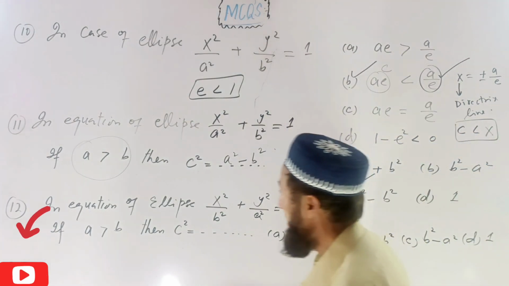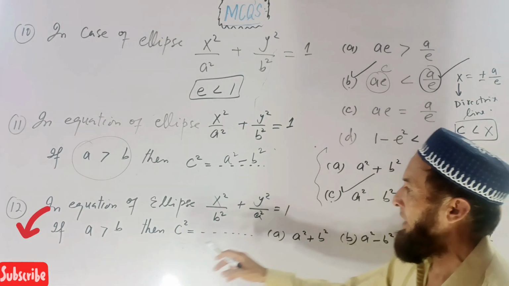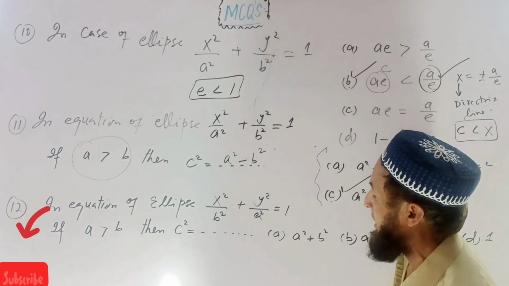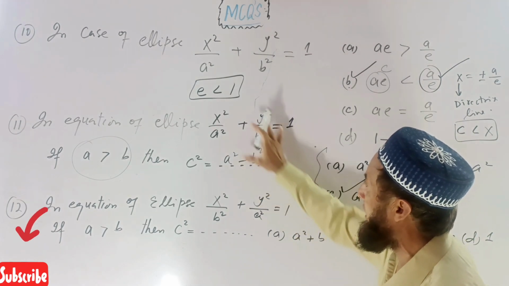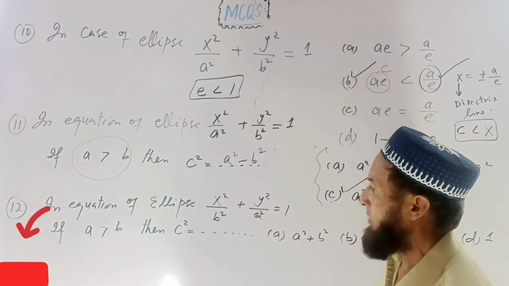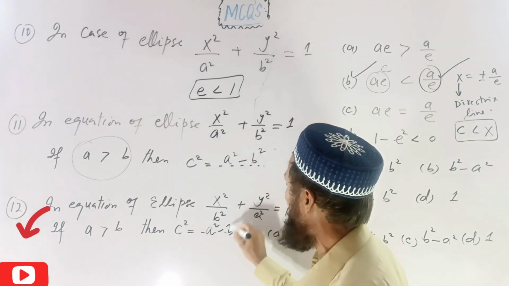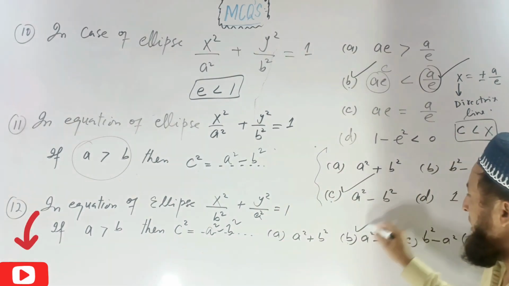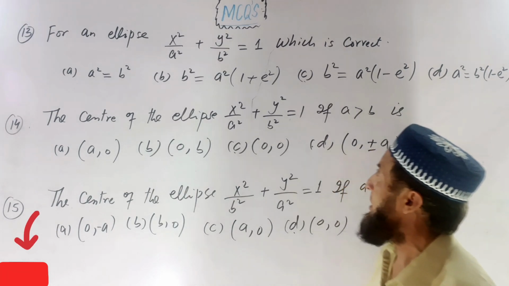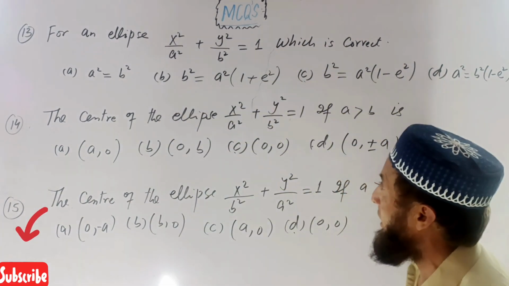In the same question, just the ellipse is changed: here the major axis is along the x-axis, and in the other case it is along the y-axis. There will be no change, no effect in the formula if a is greater than b. So we write here a square minus b square. And here we check the option of the ellipse x square divided by a square plus y square divided by b square is equal to 1. Which statement is correct for the ellipse?